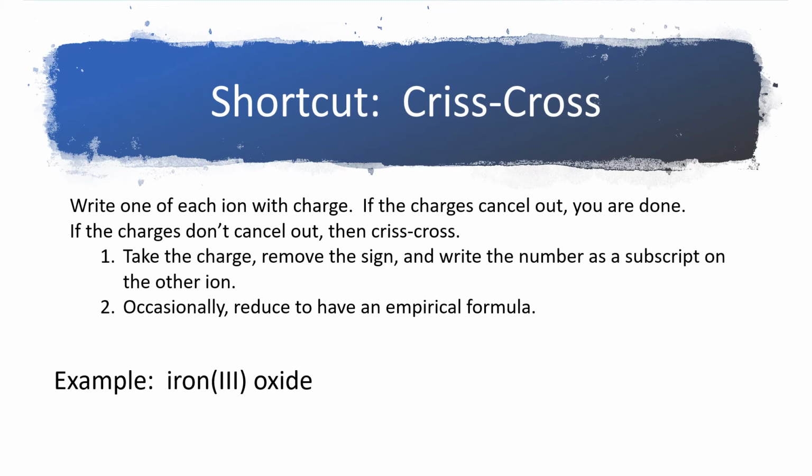We can take each one of these ions and write them side by side, including their charges. So I can write Fe with a +3 and then O with a -2. If at this point the charges were equal but opposite in sign, I could just clean up my answer and write my formula with just one of each. But in this case, that's not the case. We've got +3 - 2, that adds up to a +1, so it's not a neutral compound as written.